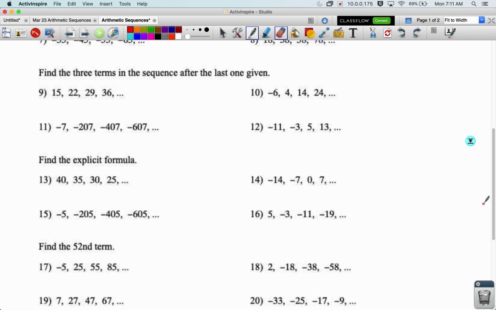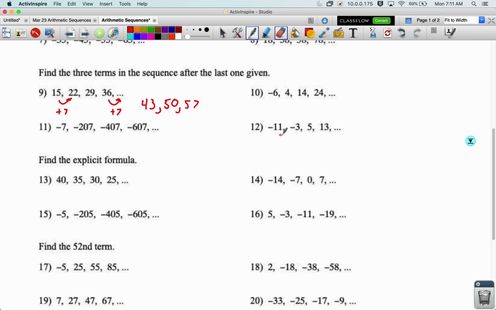Find the 3 terms in the sequence after the last one given. So figure out what we're adding or subtracting, and then just keep doing it. So plus 7, plus 7, plus 7, we'll just keep adding 7s. So add another 7 to 36, and we're up to 43, then we're up to 50, then we're up to 57.